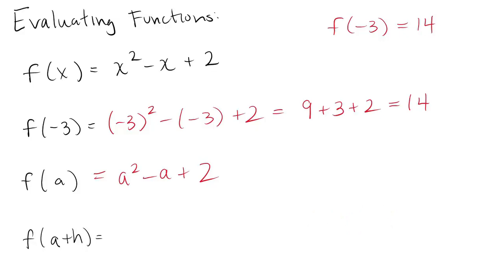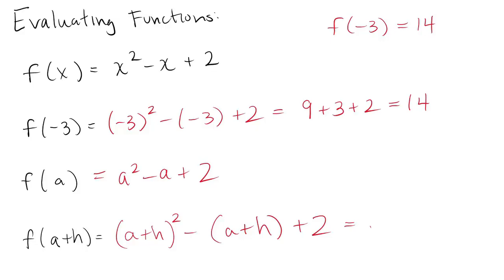We're going to follow the same logic we had for the previous two examples. F of negative 3, we replaced each x with a negative 3. F of a, we replaced each x with an a. F of a plus h, I replace each x with an a plus h. Don't change the rule.